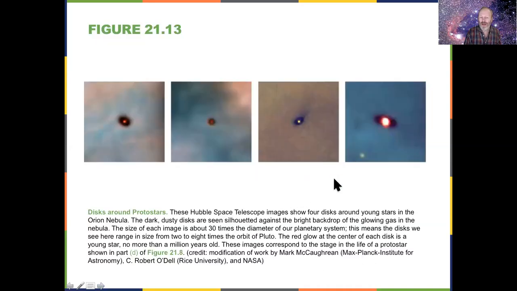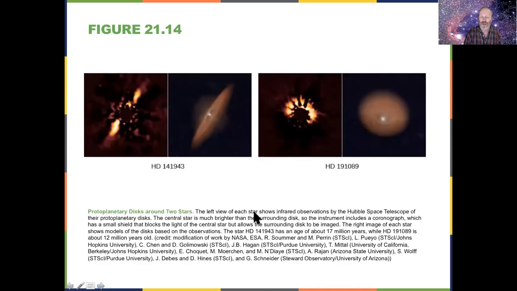Here we can see, again with the aid of Hubble, different stars where we have the disk of material around them. And we can see the heat already coming off of the stars in the center there. The glowing is, again, the residual heat. These are stars that have not quite kicked on their engines yet. And here we have a couple of others that we're able to see.